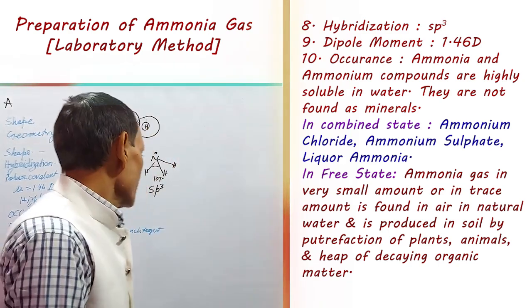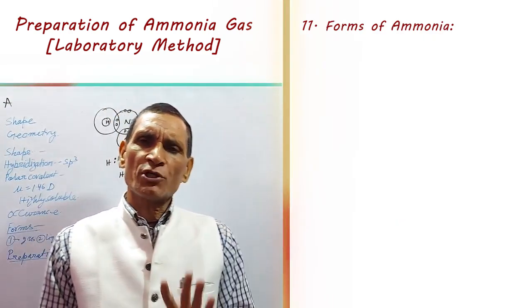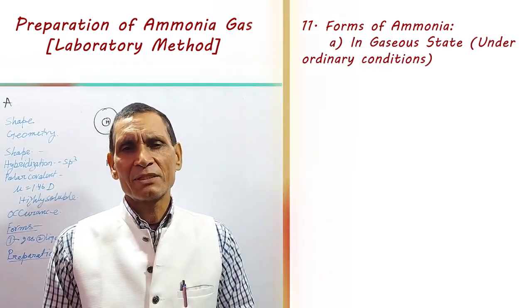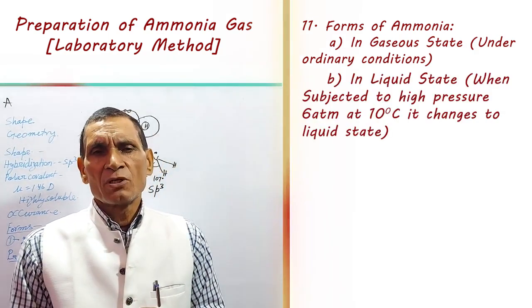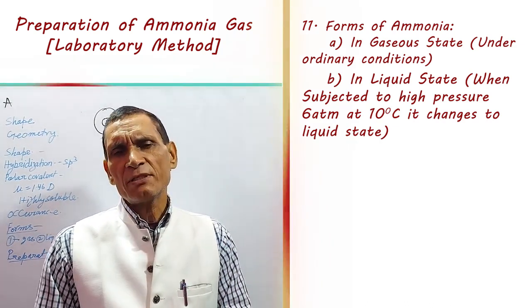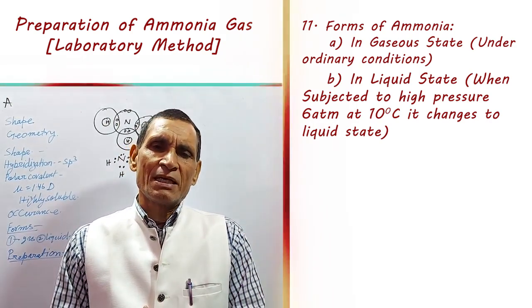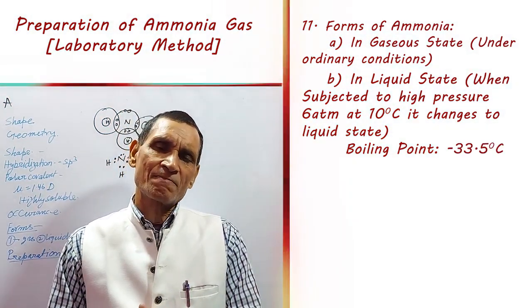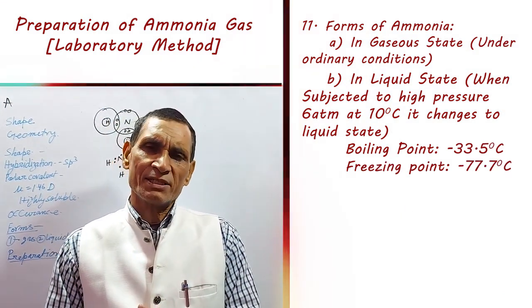Next point is the forms of ammonia. Four forms I am going to tell you. First, ammonia in gaseous state, NH3, under ordinary conditions, and the second form is liquid ammonia, where ammonia is subjected to high pressure, about 6 atmospheres at 10 degrees centigrade, and it changes to liquid state. Its boiling point is about minus 33.5 degrees centigrade and it freezes at minus 77.7 degrees centigrade.